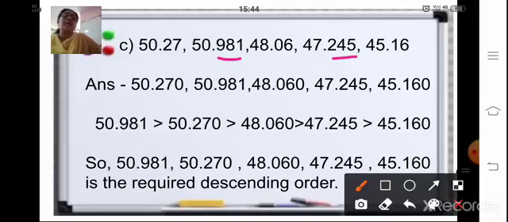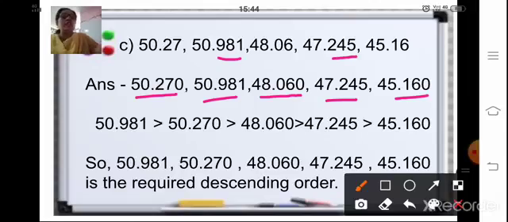Now first one will become 50.270, second one will remain as it is, third one when we make it into like decimal will be 48.060, again fourth one will remain as it is, and the last number will become 45.160. Now to arrange it in descending order, we will go from bigger decimal number to smaller one.